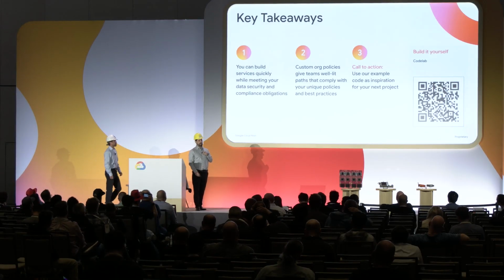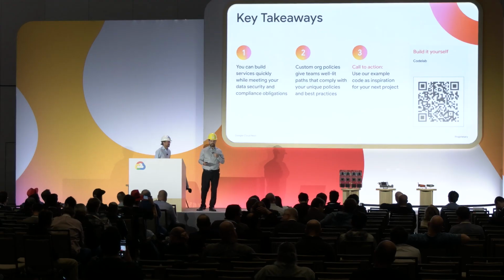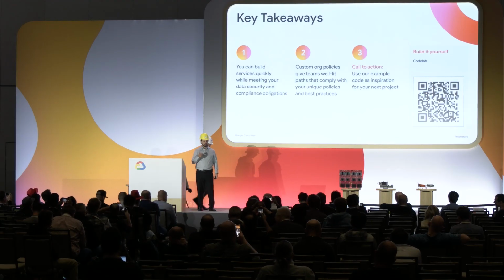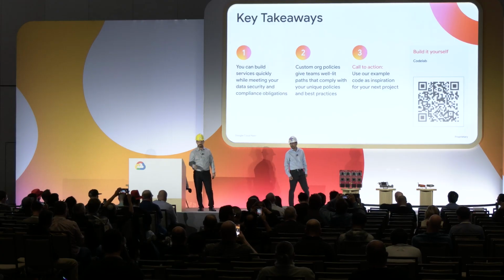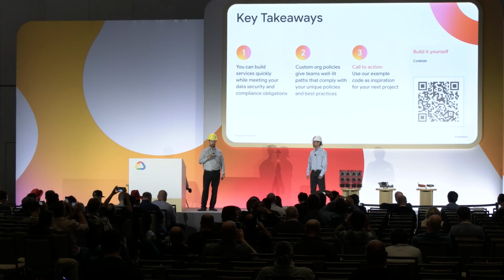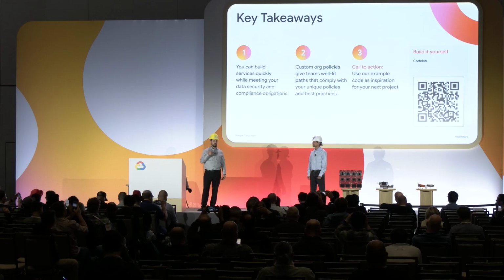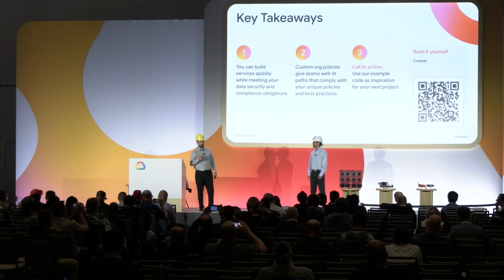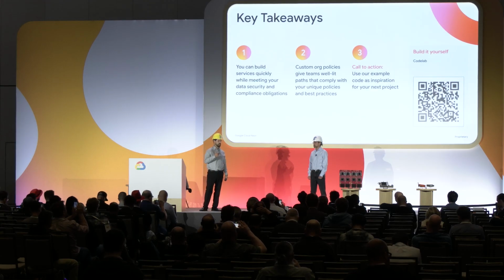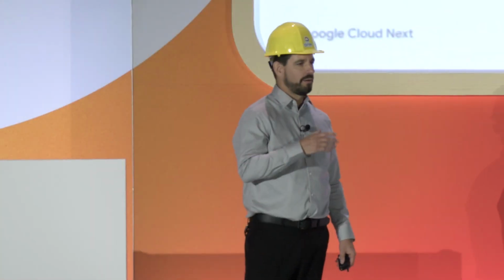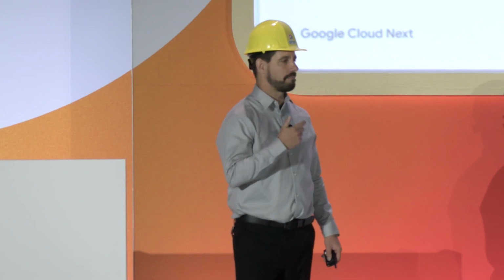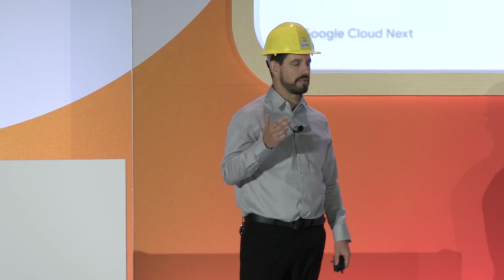All right. So it was a fun little use case, but hopefully we have shown you how to build services quickly while also meeting your data security and compliance obligations. Custom org policies, assured workloads, data boundaries. Give your teams a well-lit path to comply with unique policies and best practices for your organization. We picked a goofy demo, but the ability to work across GCP services has many applications. For example, in retail, you could use a similar approach to detect stock levels. In banking, a similar approach could be used to detect whether scanned documents are legible.